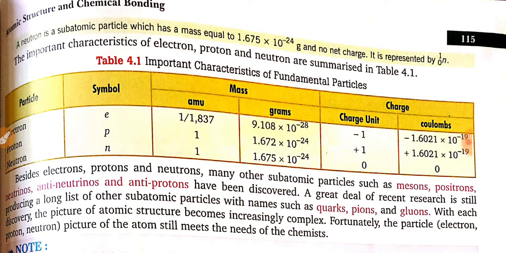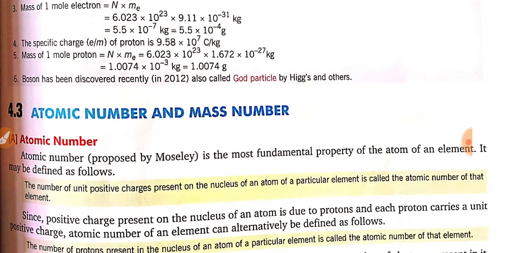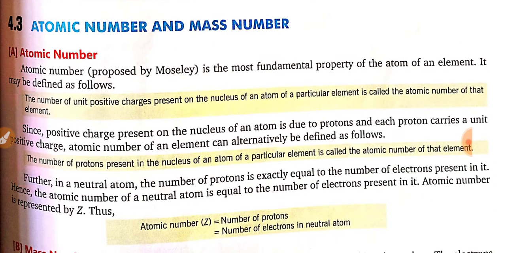Last week we discussed the structure of the atom and the different constituents of an atom: electron, proton and neutron. We discussed their discoveries and their definitions. Today we will move further and read about the atomic number and mass number. So first is atomic number.